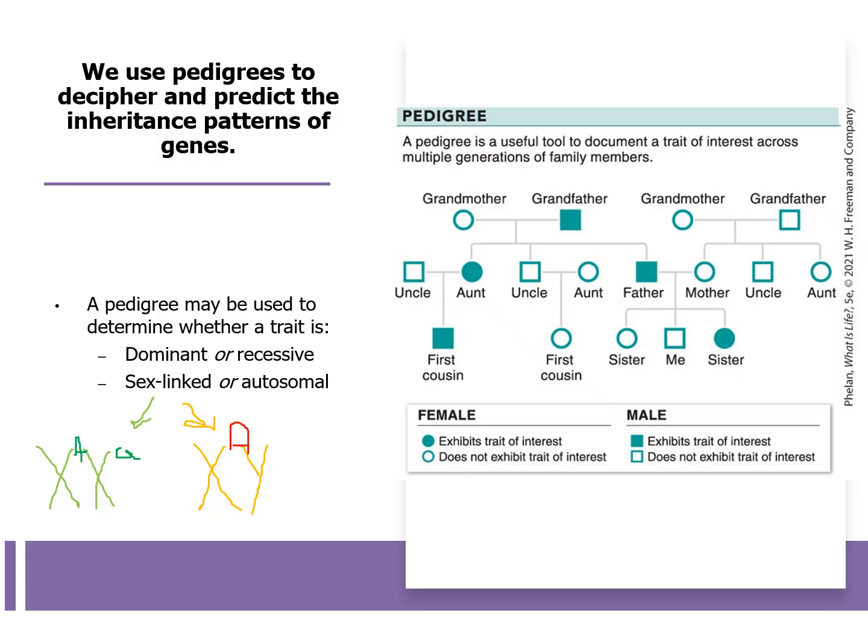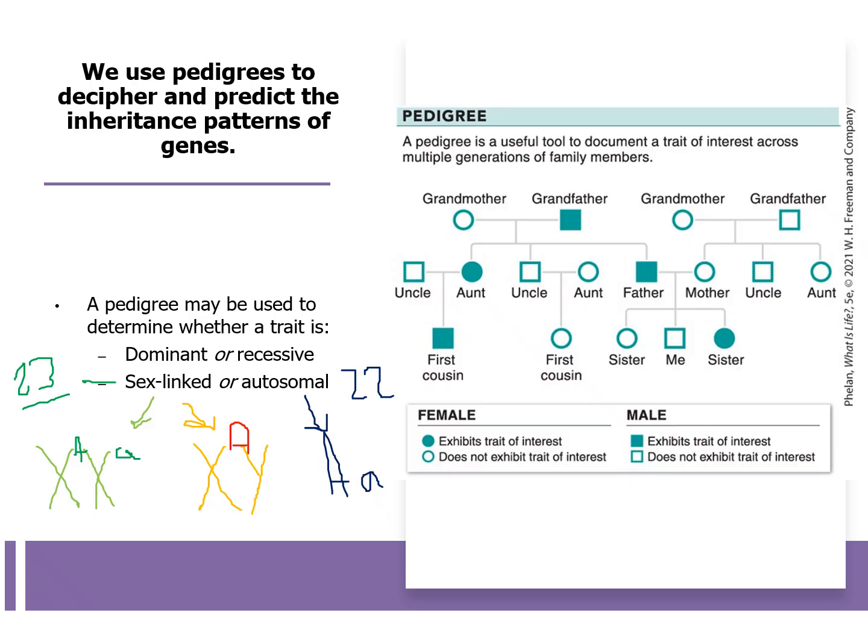When it comes to autosomal genotypes, that is going to be just how we've written it before, the two letters together: a dominant and a recessive, or a dominant and a dominant, or a recessive and a recessive. But this is going to be found on the 22 chromosomes, versus the sex-linked, which is only found on that 23rd chromosome, which is the sex chromosomes.